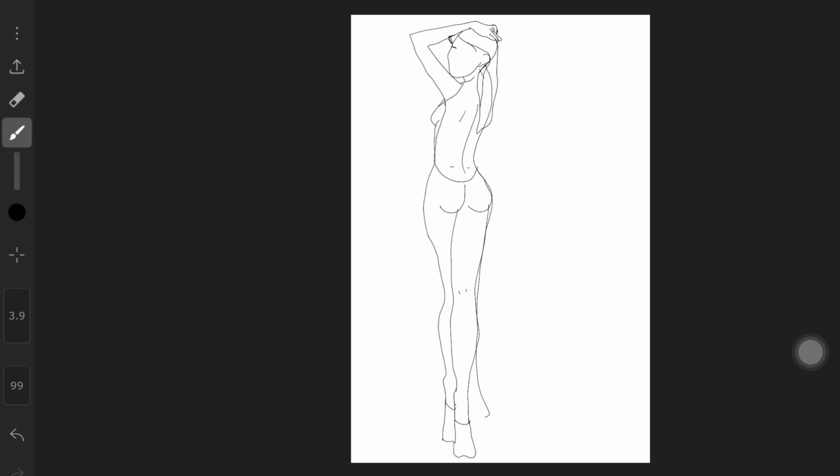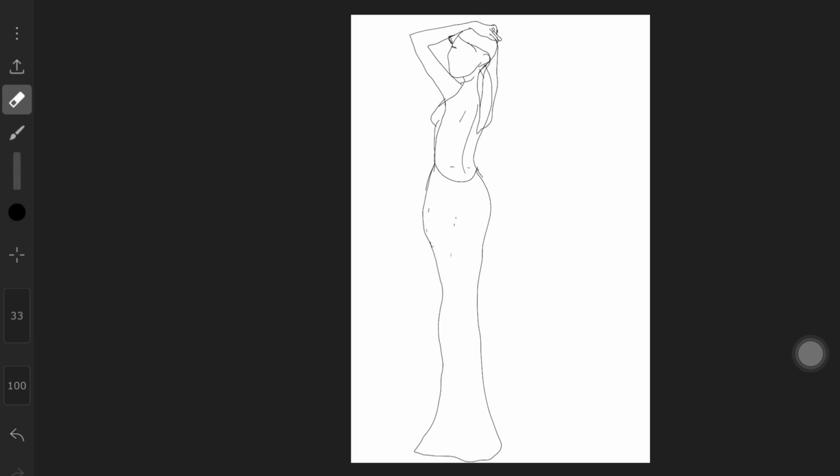Next, draw the outline of the dress. Since it's backless, you can draw a straight line across the top of the dress where the shoulders would be. Then, draw the sides of the dress so that they curve in toward the waist.